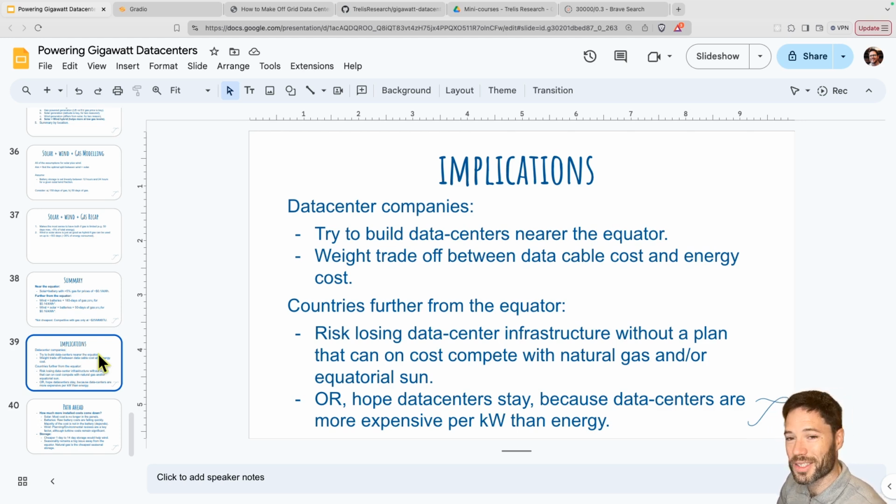On the other hand, data centers are pretty high value. It's valuable for them to be close to their customers, and the costs of the GPUs are a lot higher than the cost of any energy infrastructure. So perhaps there's a strong argument that data centers will just have to develop even if the energy cost is high.